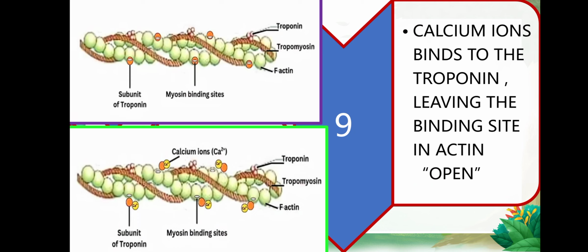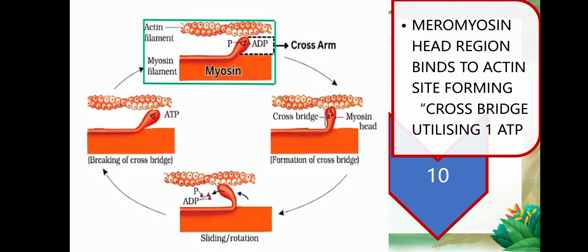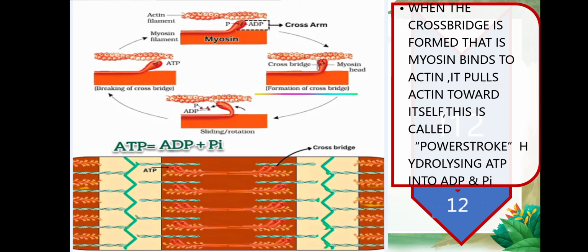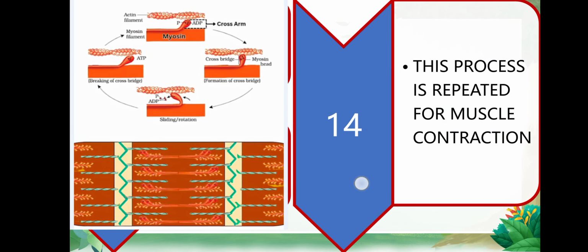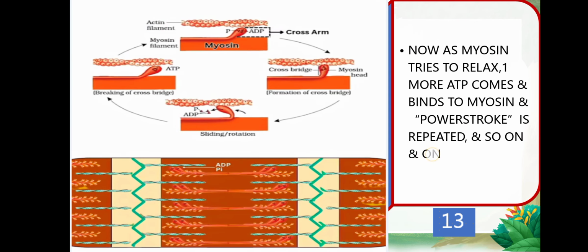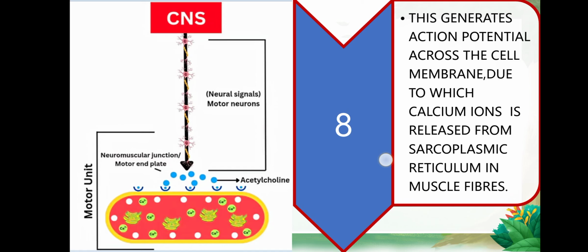When troponin binds with calcium ion, it makes the site free for myosin binding. That is, the binding sites are available, isn't it? Coming back to the meromyosin head region. Okay, so after that, let us continue this.